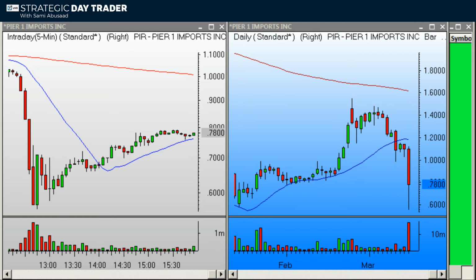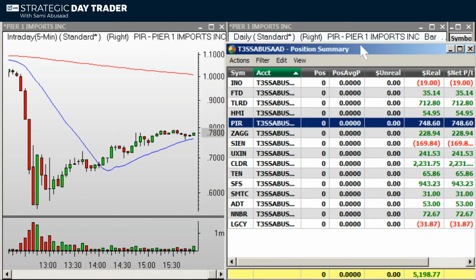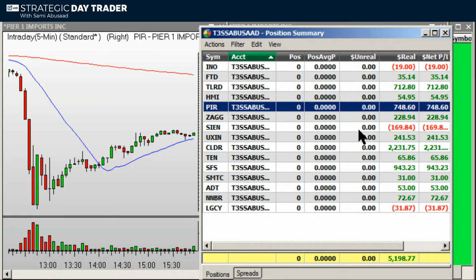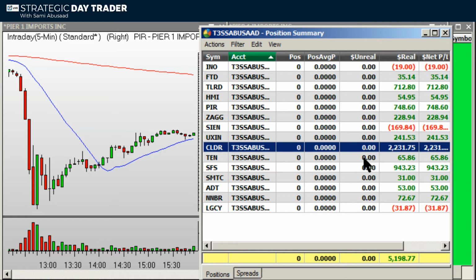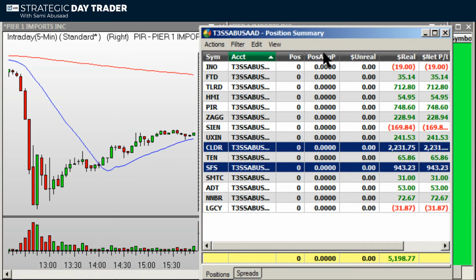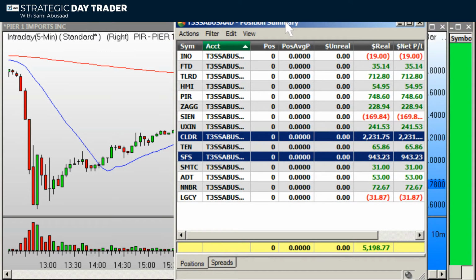pro volume. And I'm just trying to remember. The CLDR I know had pro volume, but I don't think it had the best kind of volume. Let's take a look at these two examples just to see, because those are the two big trades.